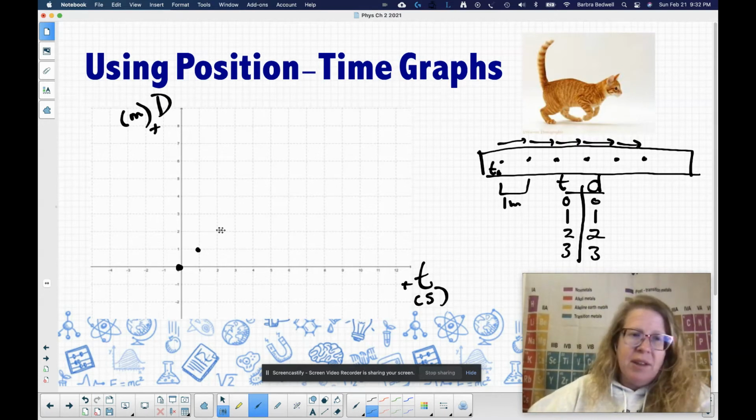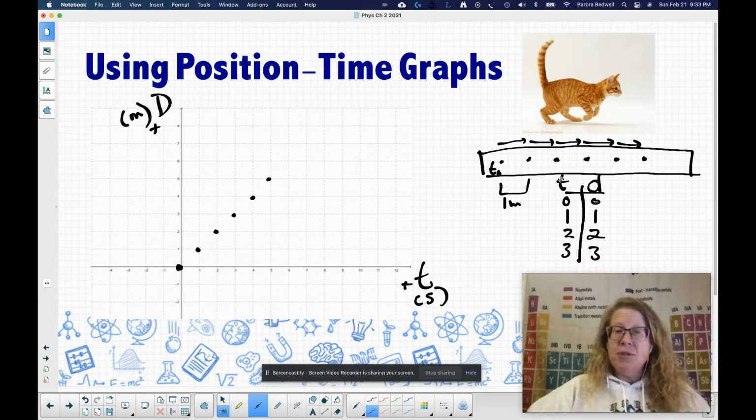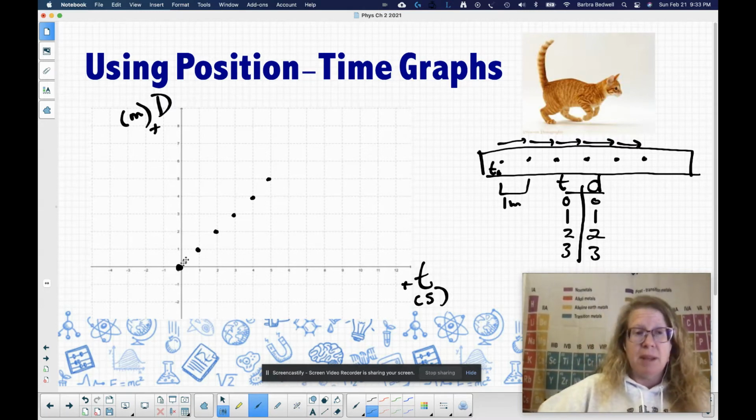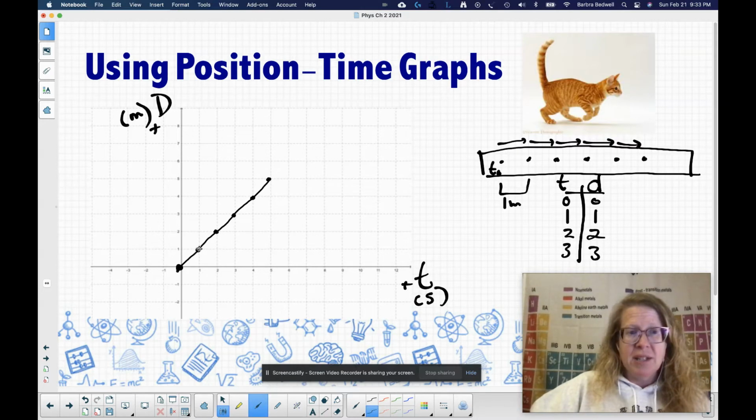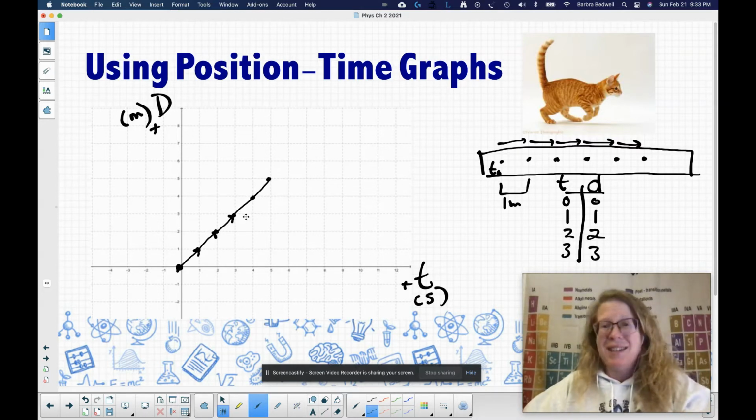What does this look like in the graph? Looks like this. 3, 4, and 5. So we've now taken this particle model and turned it into a graph. And this graph tells us that this cat is moving, basically every second, forward 1 meter. There we go. There's our position time graph. And it is going, by the way, in this direction. That's the way that it is going.